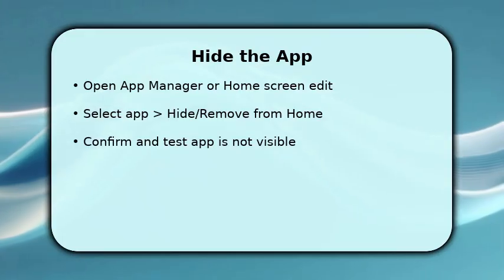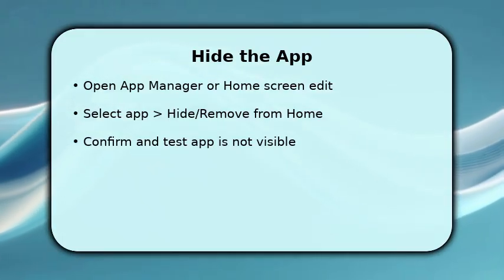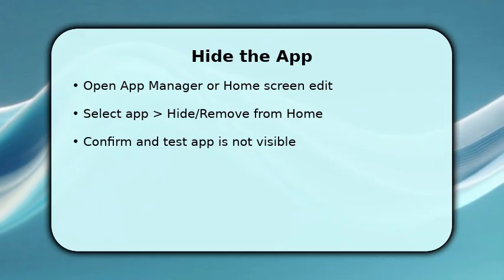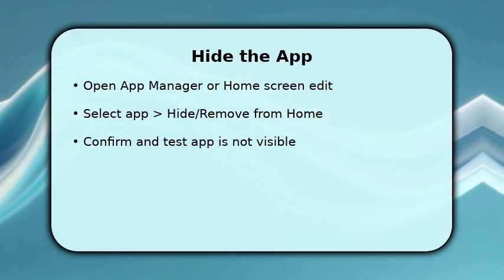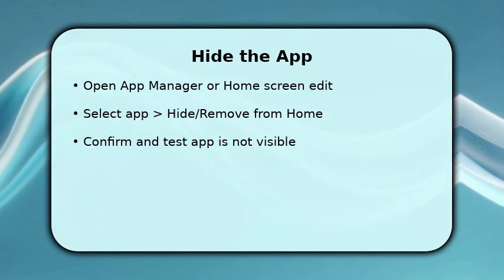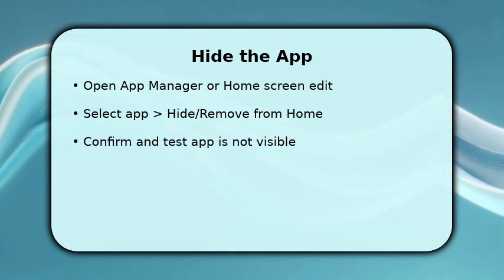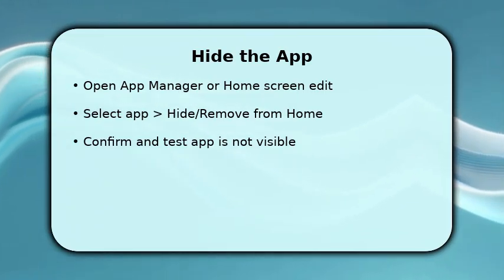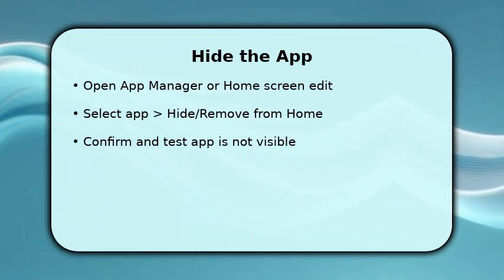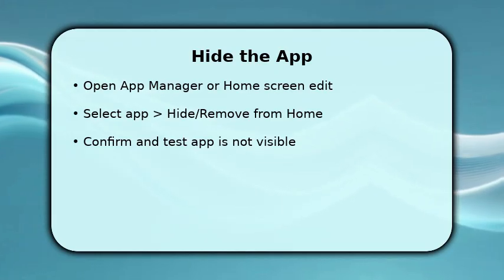Next, you hide the specific app through App Manager or Home Screen Edit to remove it from view. From Settings, Apps, App Manager, pick the app, tap Hide or Disable. Alternatively, long press the icon on the home screen and choose Remove or Hide. Once you confirm, the app disappears from launchers but remains installed.